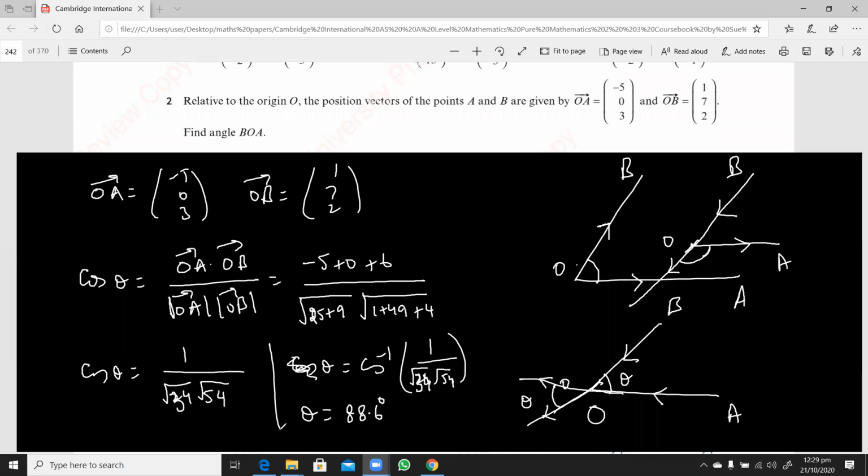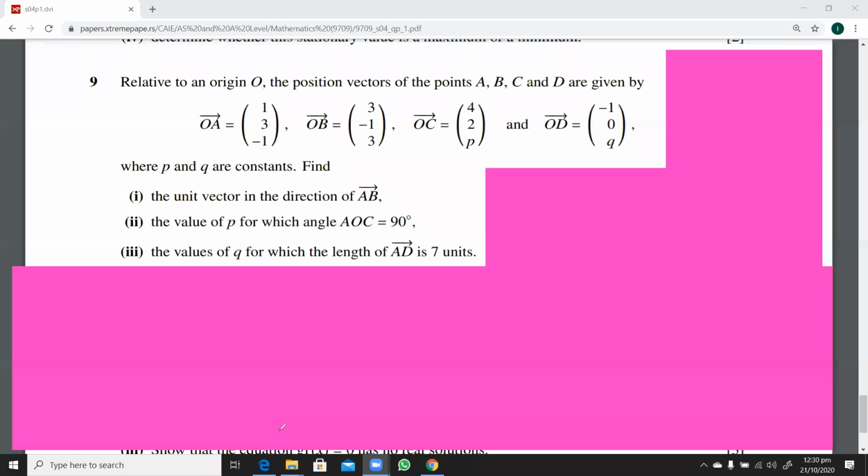Okay? From here, I'll be taking a question from past papers. So we are going to do a question from the past papers. We've been given the coordinates of these points A, B, C, and D, and they are written as the position vectors OA, OB, OC, and OD. It says find the unit vector in the direction of AB. So when I have to find the unit vector, remember a unit vector is a vector divided by its magnitude. So for that purpose, I need to have the AB with me first of all.